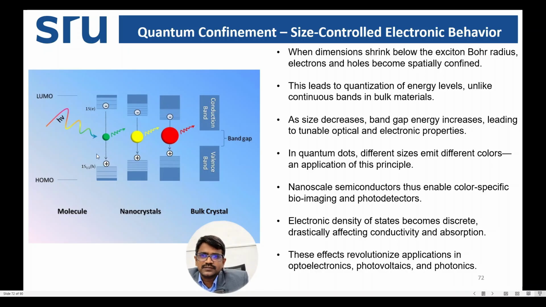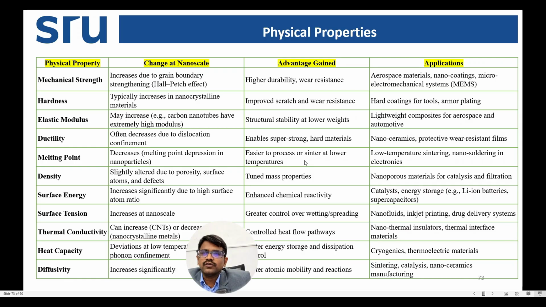So this is about quantum confinement. In quantum confinement we need to understand that as the size is reduced, the band gap increases. As the size is reduced, the energy levels become discrete and quantized, and the color of the nanoparticle will vary. So these phenomena play a major role in optical and electrical properties, particularly absorption, emission and conductivity. Now we will see physical properties.